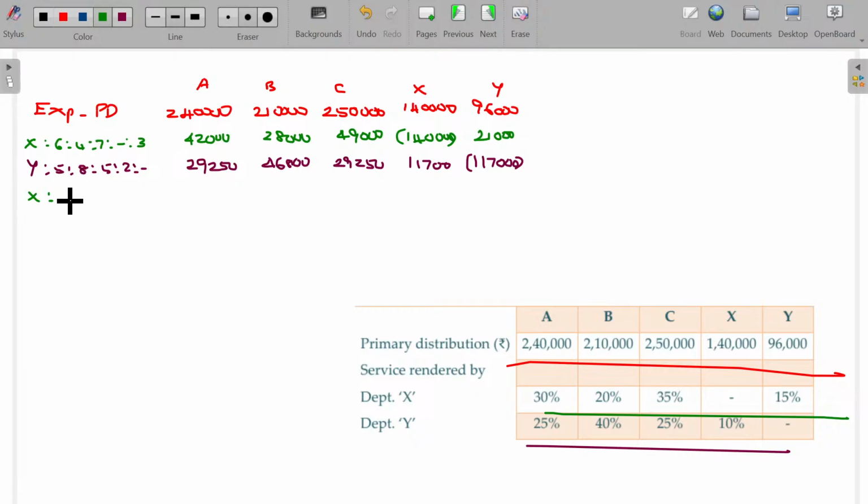Redistribute X again to other departments in the same earlier ratio. Subtract 11,700, distribute to the other departments. This is called repeated distribution method. We are repeating this process until the value becomes very insignificant, right? Until that period, you have to repeat this. 3,510, 2,340, 4,095, 1,755. Is that okay?